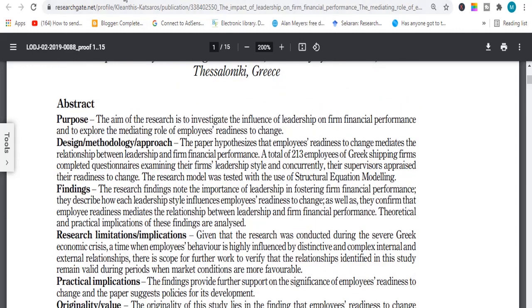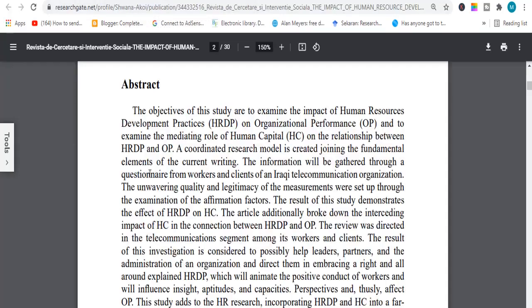Okay, let me show you another example, a different way of writing abstract. Okay, this page will take a few seconds to upload, I think. Let me show you another example meanwhile. So here they are starting that the objectives of the study are to examine the impact of human resource development practices. So you can also start your study like this: the objective, the purpose, the aim. Okay, as you can see, they are telling about the information, the methodology, the results. They are also telling the results of what they have found.